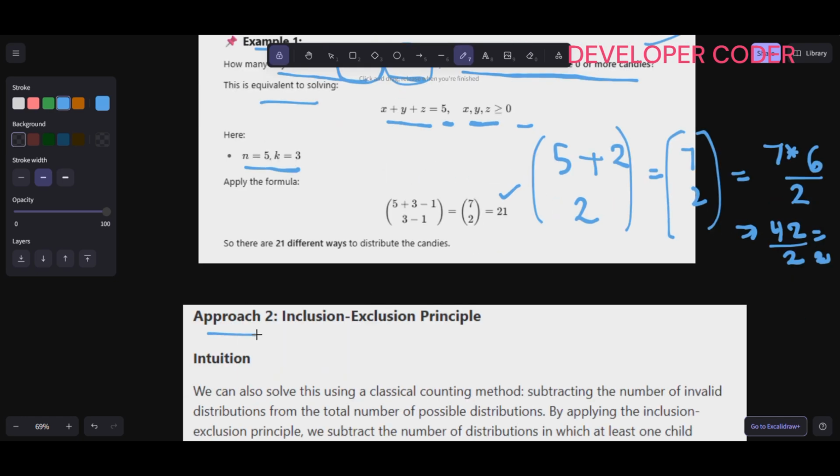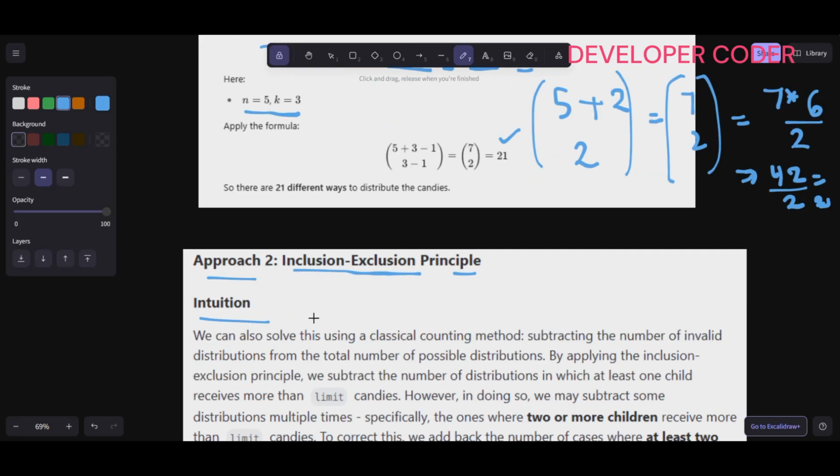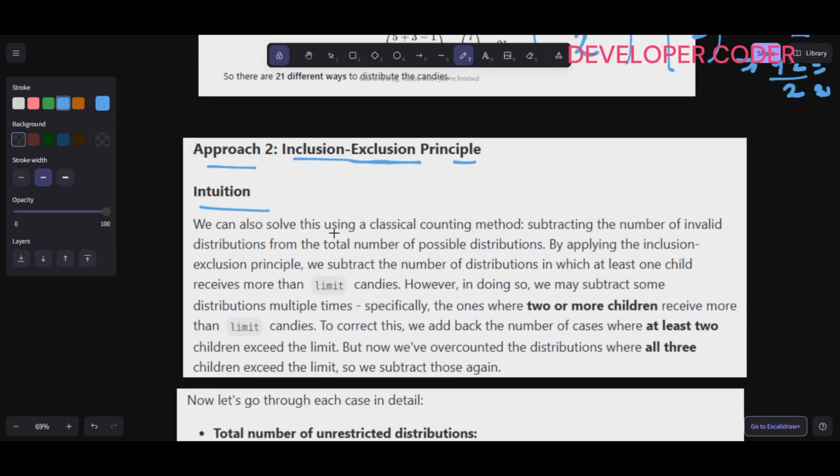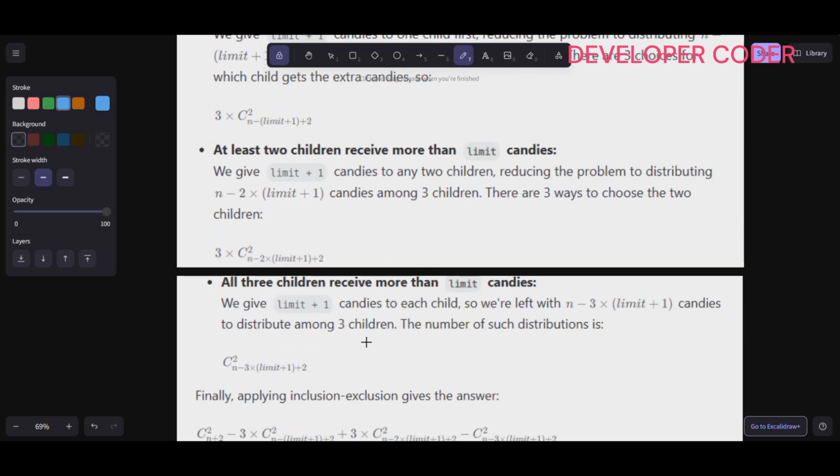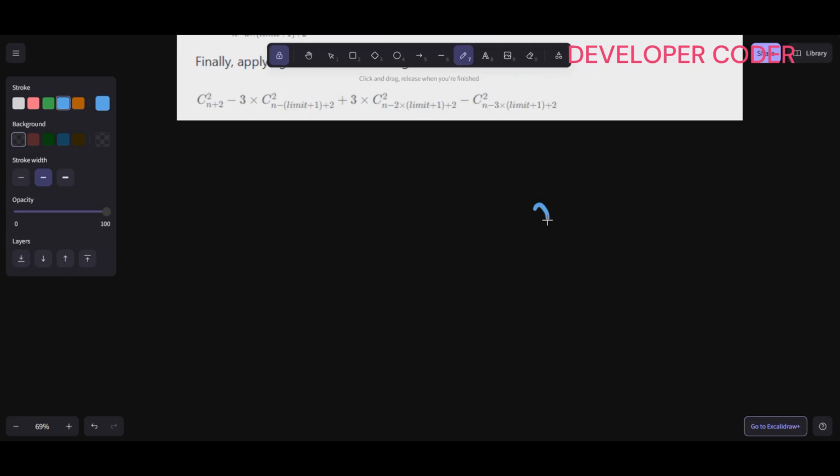So this is the approach, actually, inclusion exclusion principle. Here the intuition is that we can solve this problem using a classical counting method, subtracting the number of invalid distributions.